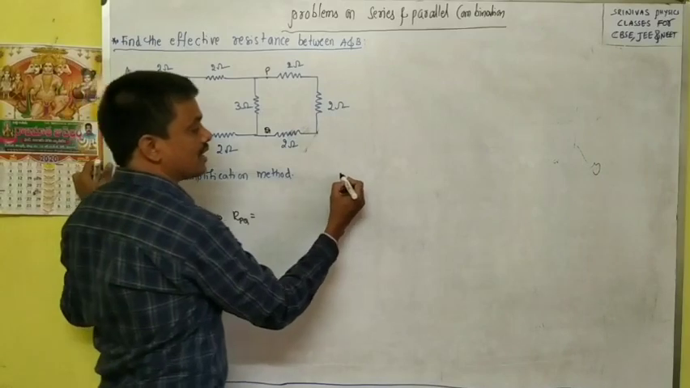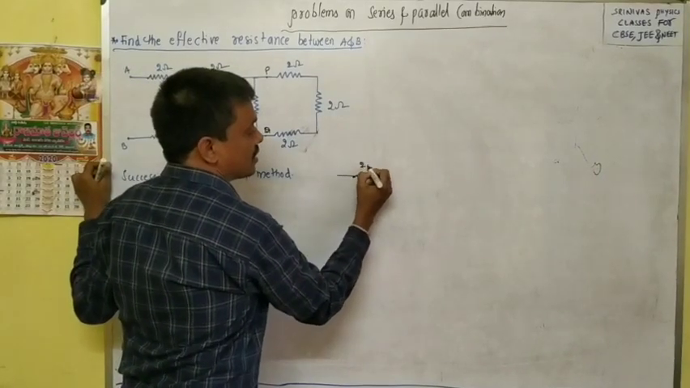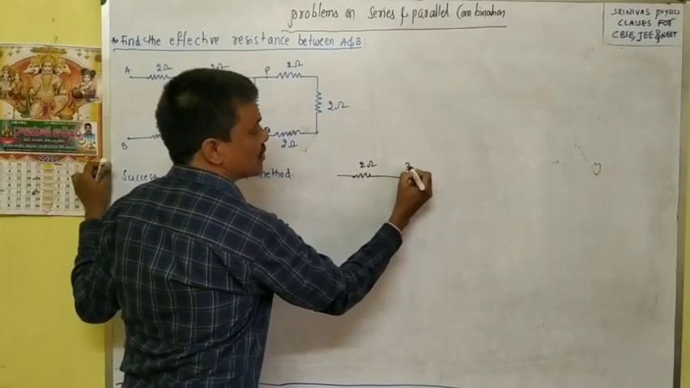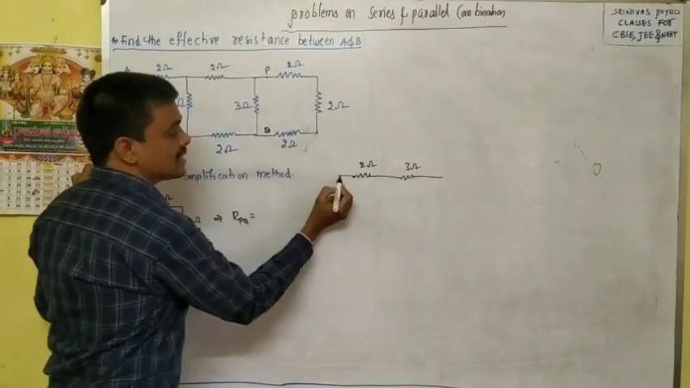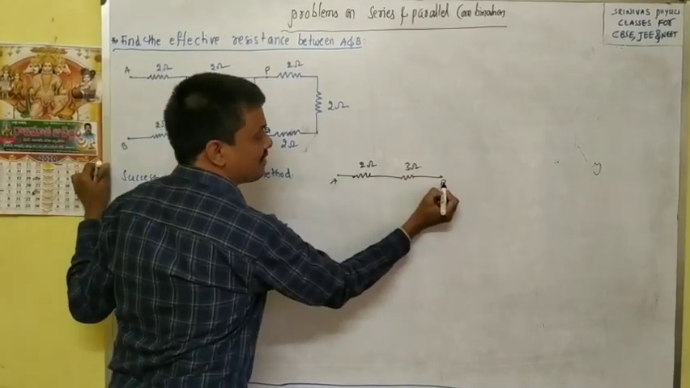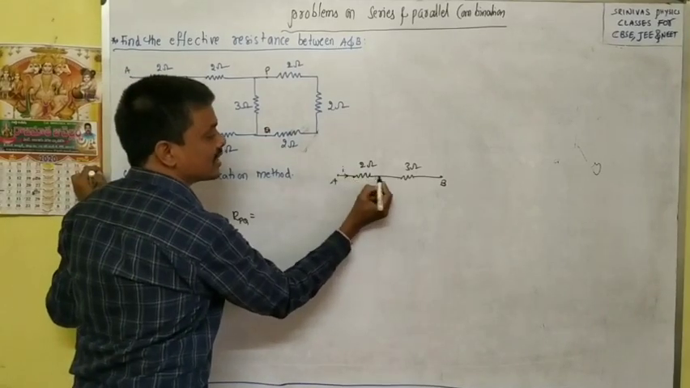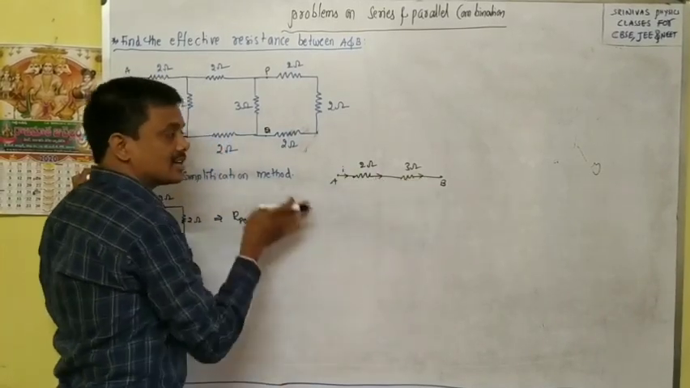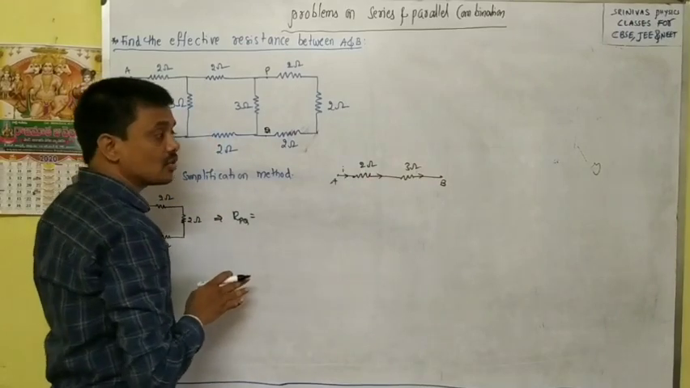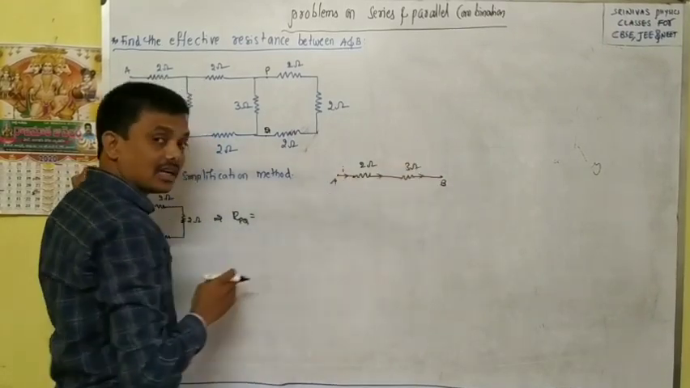For example, here we are seeing a diagram. This is 2 ohm and this is 3 ohm, between A and B. What is the effective resistance? Is this series or parallel? Only one way, right? Current passes like this. There is no division of current, there are no two ways. That's why these two are in series.